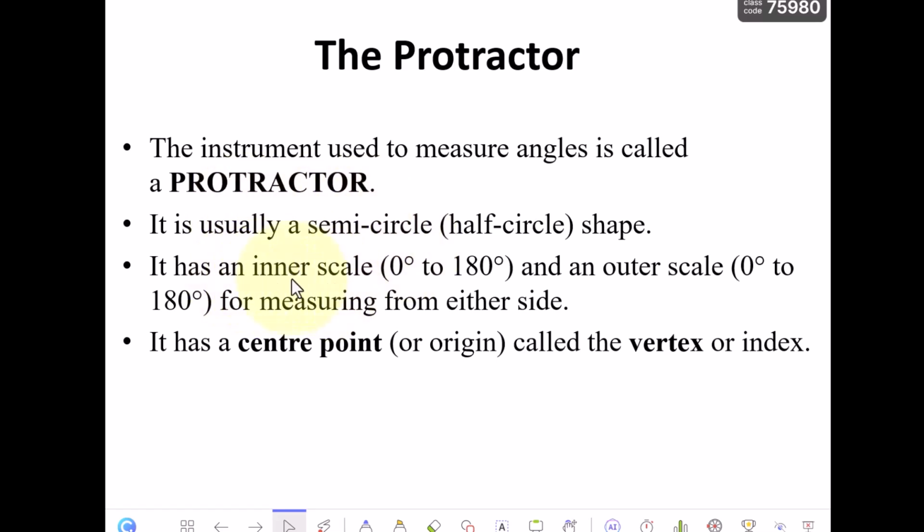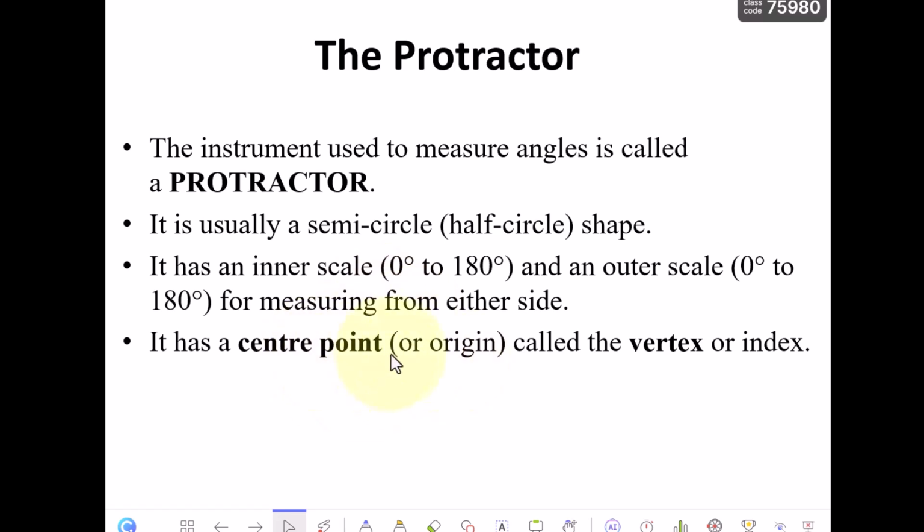Now, protractor have two scales. We have one that is the inner scale. We have the other one that is the outer scale. Both of them measure from 0 degrees to 180 degrees, and each of them have the measurement from either end. So most times the inner scale starts the 0 from the right hand side to the left, while the outer scale starts the zeros from the left to the right.